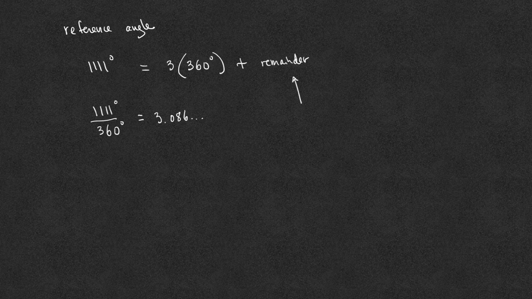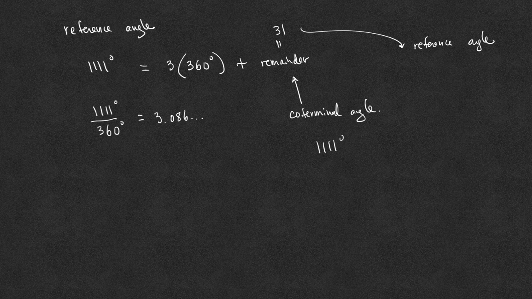This remainder is what we call the co-terminal angle. This is not a reference angle yet. If we take 1111 minus 3 times 360, then we get 31. And so this remainder being 31, which is an acute angle, this is also a reference angle. And to get to that remainder, again, we take 1111 degrees minus 3 times 360 degrees.